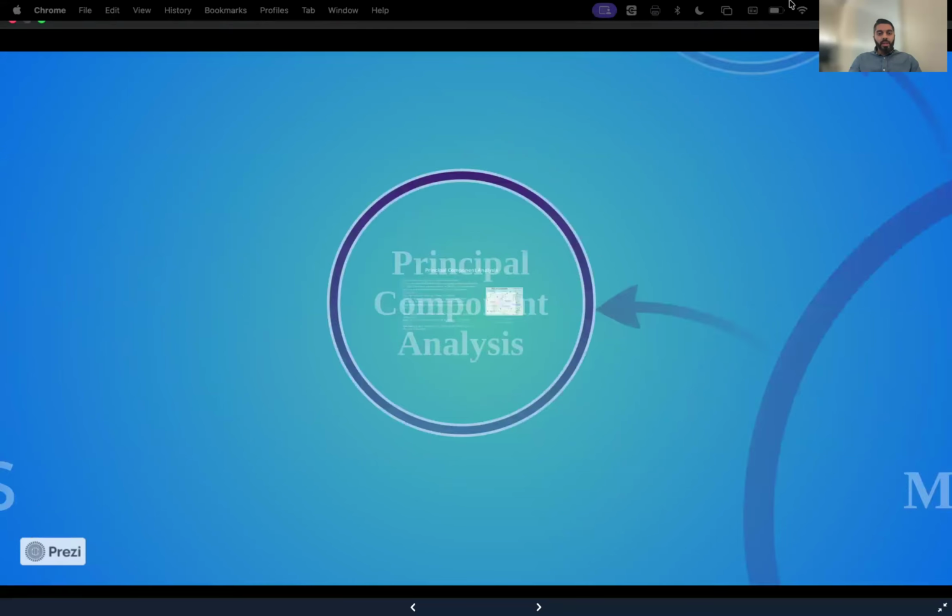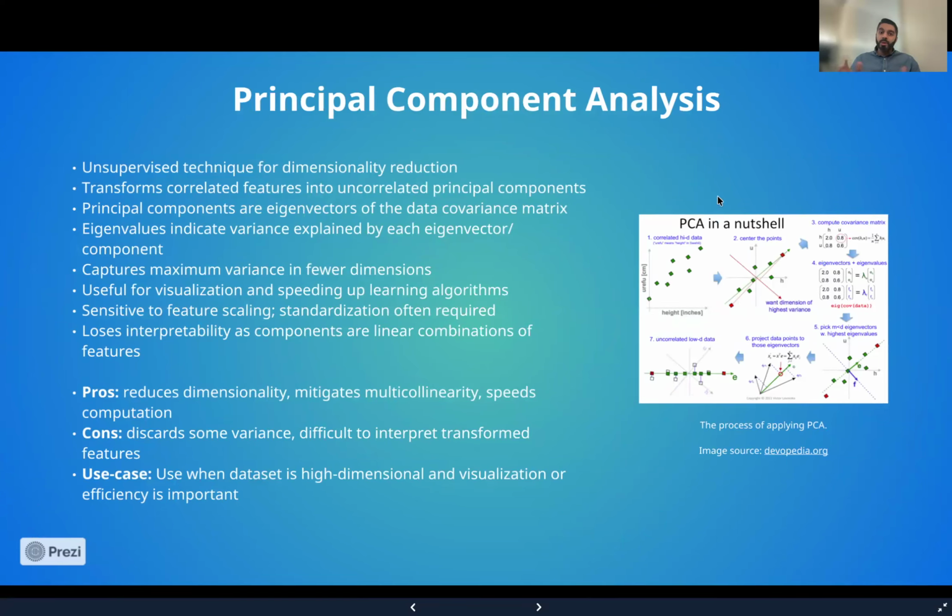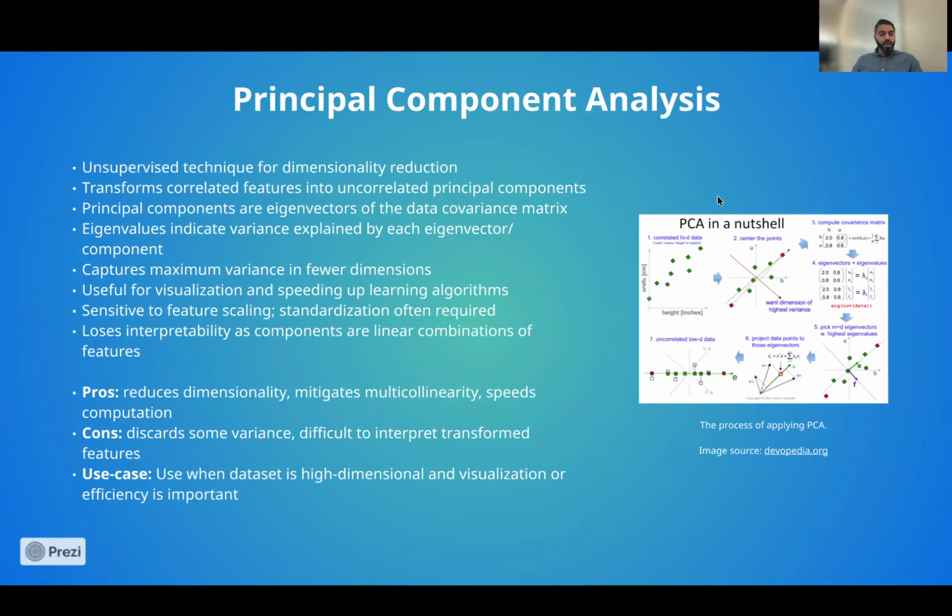All right, and with that, we get to principal component analysis. Now, this is also yet another unsupervised technique, just like k-means clustering, and the idea is pretty simple with PCA. Given a high-dimensional data set, the role of PCA is to bring down the number of dimensions, and the way it accomplishes that is it transforms correlated features into uncorrelated principal components, and you'll see the diagram on the right that lists all of the steps it goes through to get there. And let me just give you a quick overview of that.